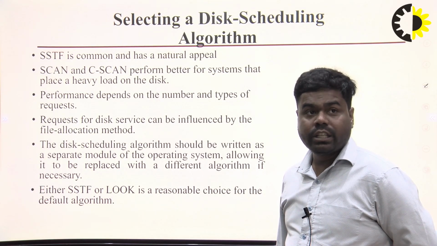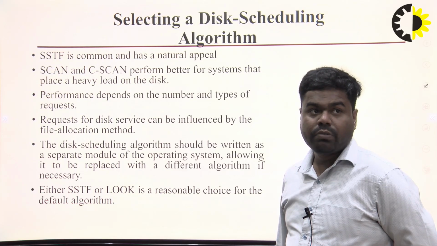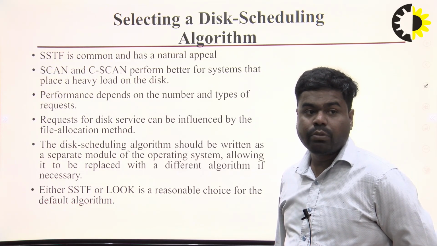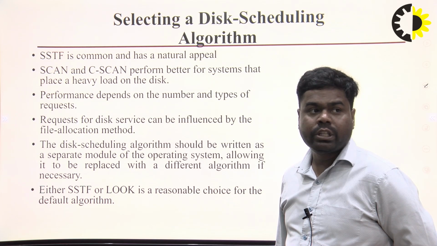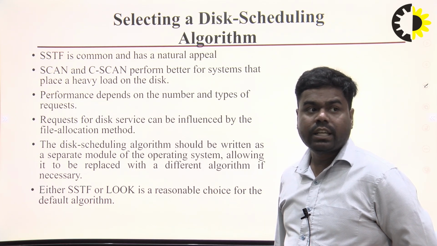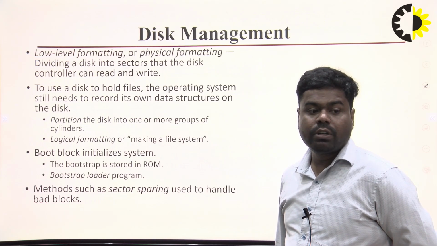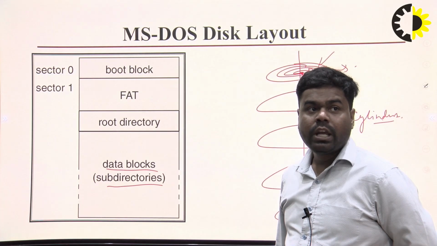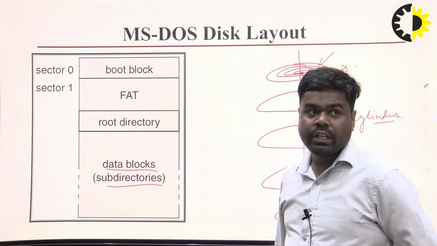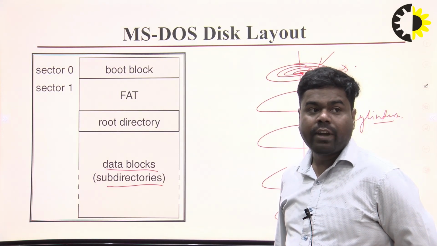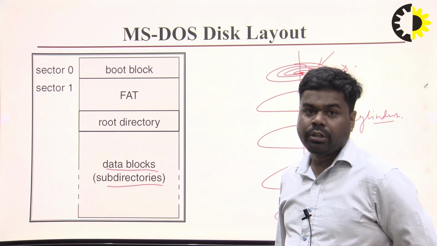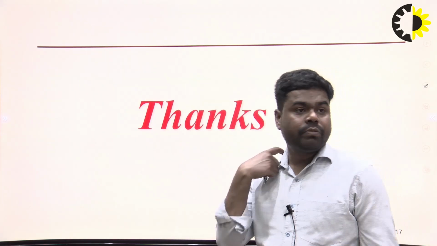I also explained how to select a disk scheduling algorithm: SSTF is a neutral choice, SSTF and LOOK are reasonable choices, and SCAN and C-SCAN are better in other cases. Then I covered disk management and the MS-DOS disk layout, with the boot blocks, FAT, root directory, and data blocks. In the next video, I will explain file management systems and deadlocks. Thank you so much.